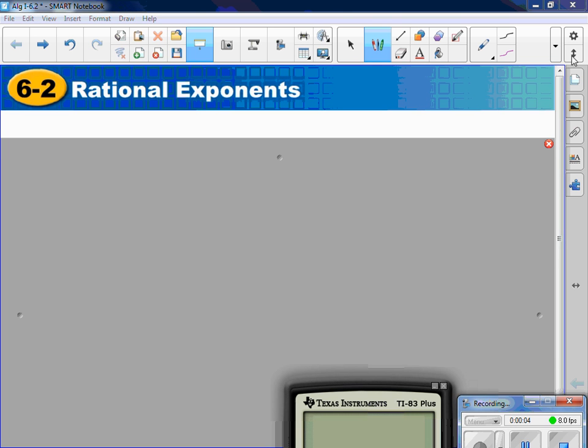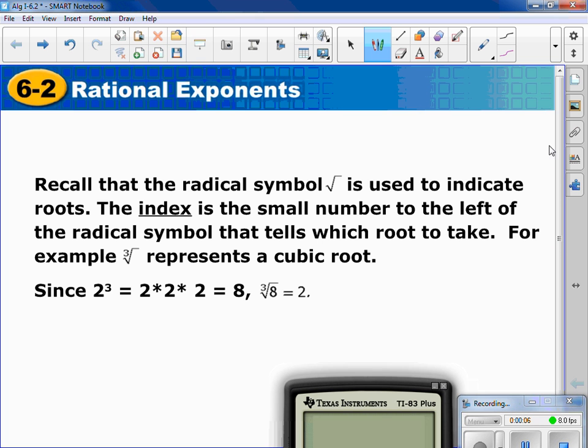6.2 rational exponents. We're going to recall that the radical symbol is used to indicate roots. The index is the small number to the left of the radical symbol, which tells which root to take. For example, the radical symbol with that 3 stands for the cube root. Since 2 cubed is 2 times 2 times 2, which is 8, the cube root of 8 is equal to 2.